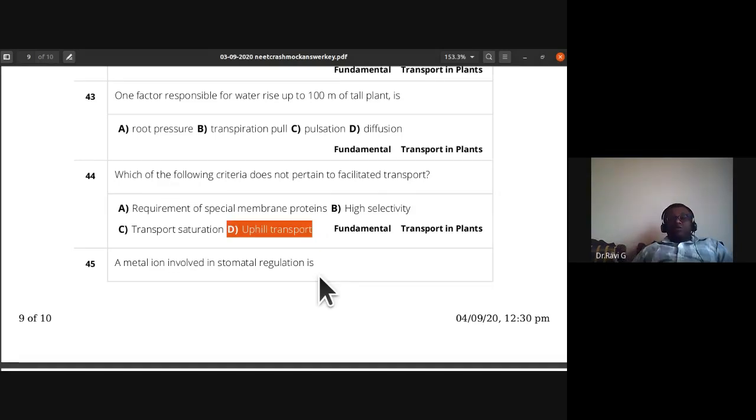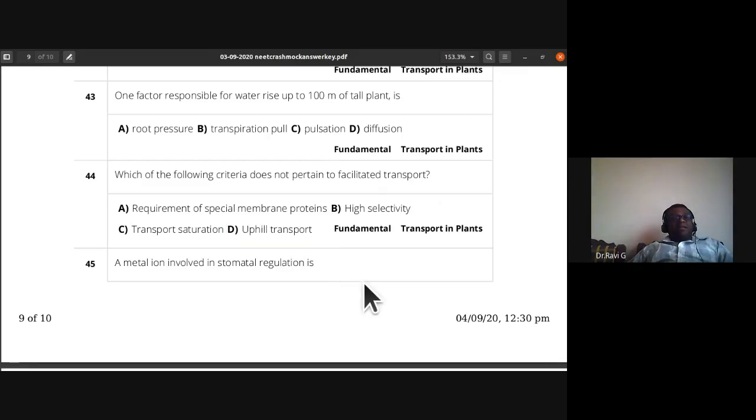Facilitated diffusion is a passive process and it is with the concentration gradient, not against the concentration gradient. Uphill transport means it is against the concentration gradient. So this is the wrong criterion. It does not pertain to facilitated transport. Uphill transport is not seen in facilitated diffusion or facilitated transport. So 44, D is the answer.